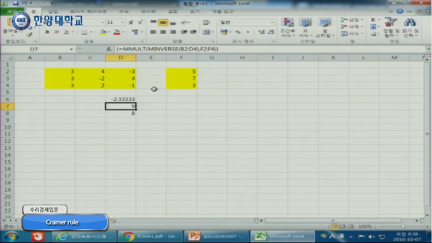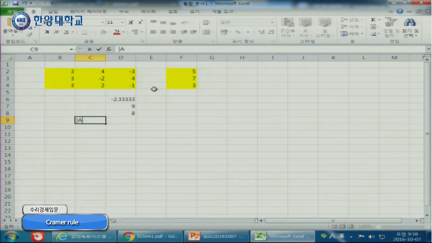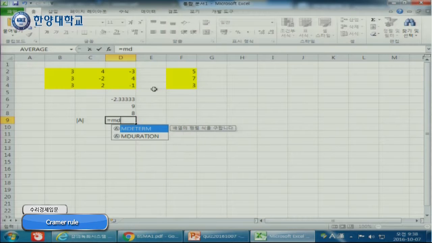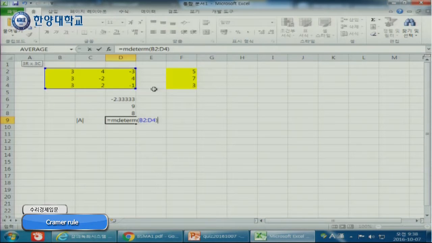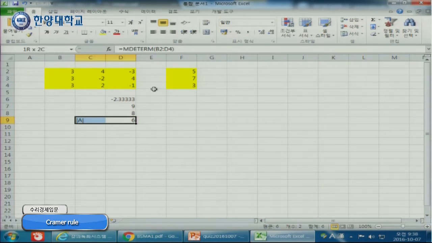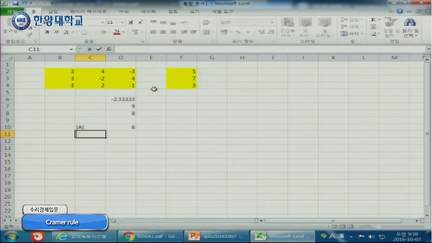So let's check Cramer's rule. First, check the determinant of A. Well, the determinant of A is MDETERM, and then this one. The determinant is 6. And then we want to calculate the determinant of A1.